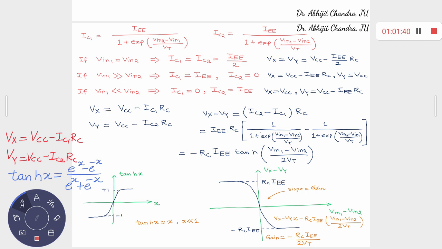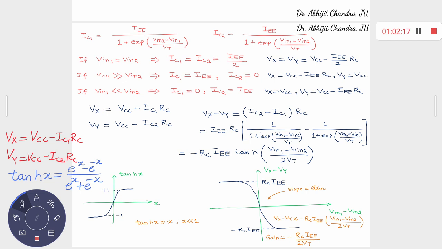Right? So that is the formula for the tan hyperbolic x. It is equal to plus 1 when x is much much greater than 1, and equal to minus 1 when x is much much less than 1. And tan hyperbolic 0 is equal to 0. Another important criterion is that tan hyperbolic x can be approximated as x when mod x is much much less than 1.